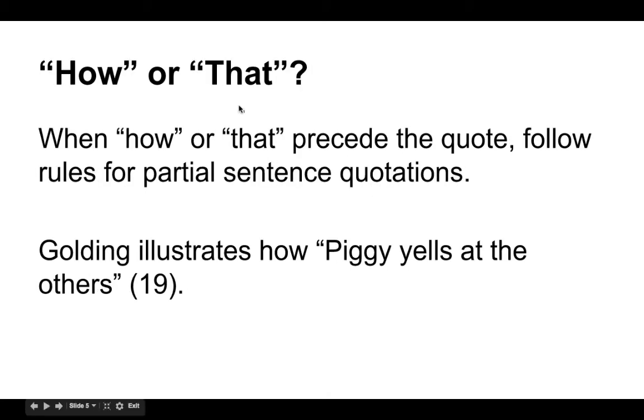How or that, if that is before the quote, you need to use the rules for a partial sentence quotation. So if we look down here, Golding illustrates how Piggy yells at the others. Because we have how right before the quote, we don't need a comma or a capital, except that Piggy is a name. And again, we can use our trick. If we took the quotes off, it would say Golding illustrates how Piggy yells at the others, period. We wouldn't need a comma there, so we don't need a comma here now. And we never have anything inside the end of the quote except for an exclamation point or question mark. So we leave all that stuff off now too.